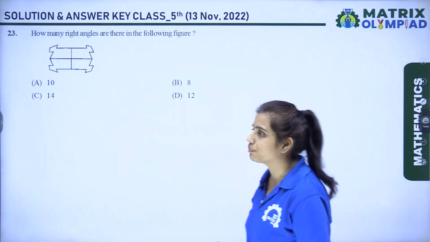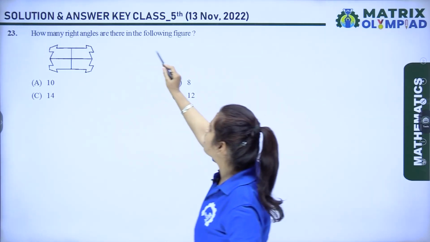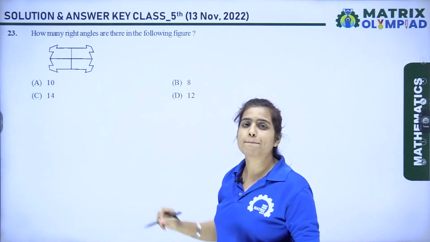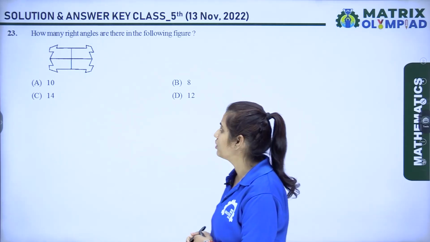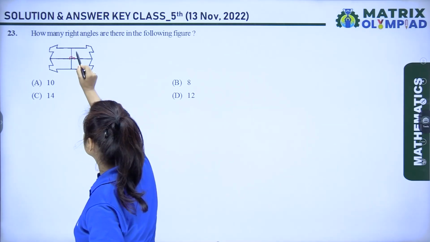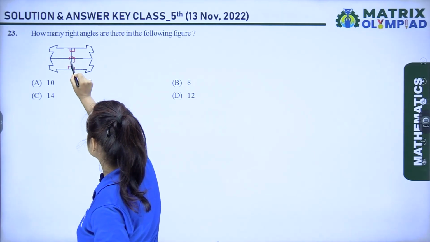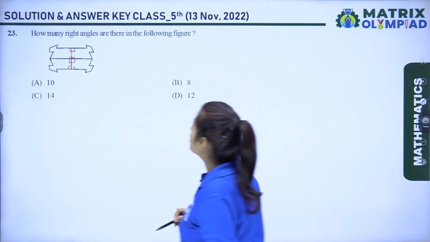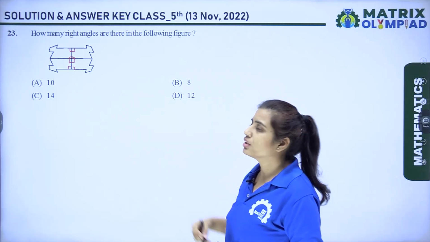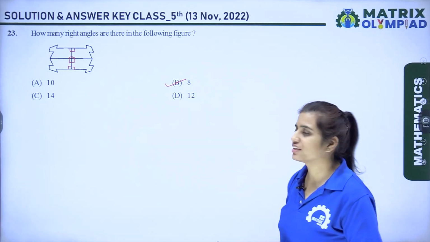Question number 23. Now here we have to find out how many right angles are there in the following figure. So here we have to find out the total number of right angles. So let's count the right angles. 1, 2, 3, 4, 5, 6, 7 and 8. So here a total number of 8 right angles are formed in the figure. So option B is the correct answer.